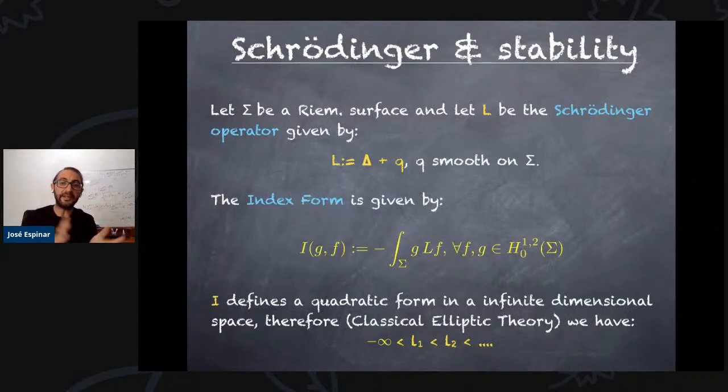So the important thing here is that this operator defines a quadratic form, as I say, as a self-adjoint operator in the space of functions. As I said at the beginning, the normal defines a self-adjoint operator, a 2 by 2 symmetric matrix, so that's finite dimensional. This one is going to be a quadratic form too, but in an infinite dimensional space. However, using classical theory, we can do more or less the same as in the finite dimensional case. So we can diagonalize this index form, and we will have eigenvalues that are going to be an infinite number of them, and they are going to grow to plus infinity.